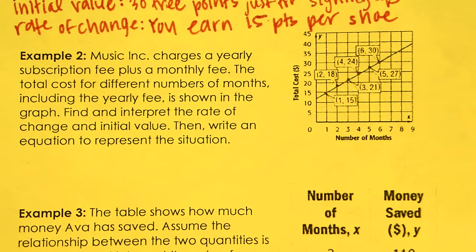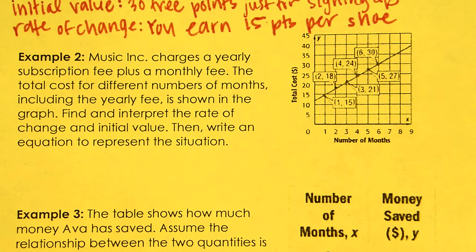Example 2 says Music Inc. charges a yearly subscription fee plus a monthly fee. The total cost for different numbers of months, including the yearly fee, is shown in the graph. Find and interpret the rate of change and initial value, then write an equation to represent the situation.